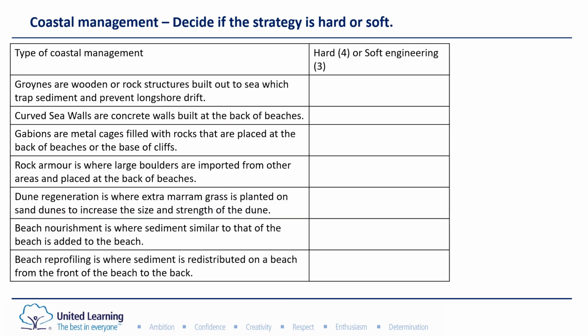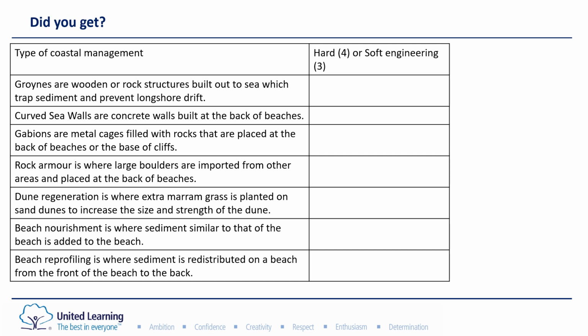Just a quick little task for you to do. I've just got 7 statements. All I want you to do, just write down numbers 1 to 7 and just decide if they are hard or soft engineering. So feel free to pause the video now to take part. Right, did you get? You should have got hard, hard, hard, hard. And then the next 3, dune regeneration, beach nourishment and beach reprofiling, are all soft engineering.